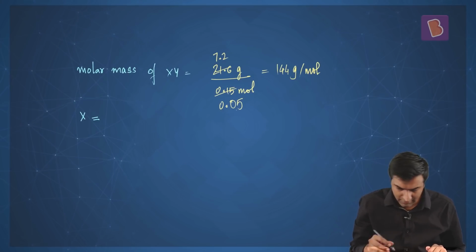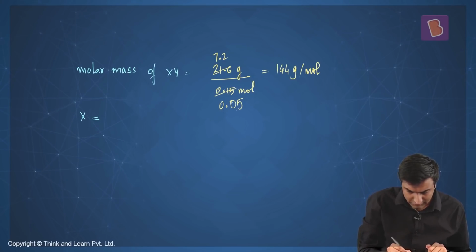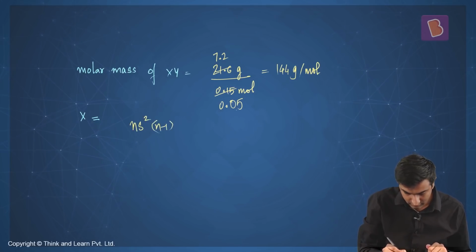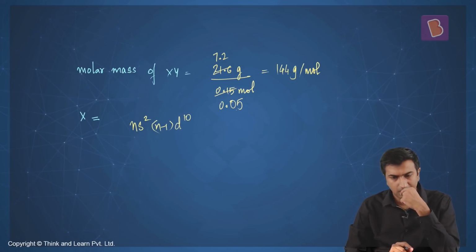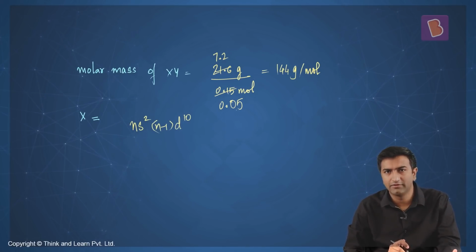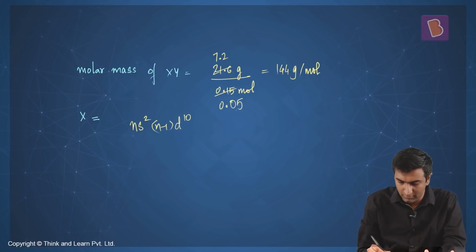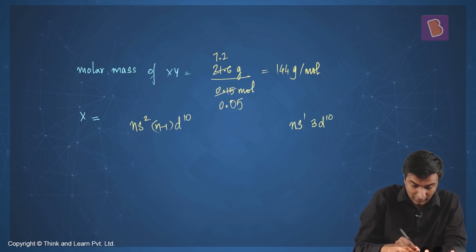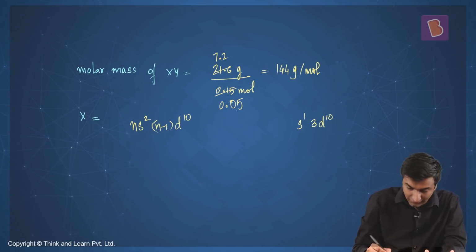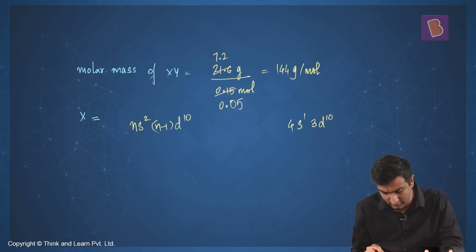X, what can X be? Well, okay, this is NS2, N minus 1, D, 10. Now, can copper have this? Copper would probably be NS1, 3D10. Okay, if I'm putting the number 3, might as well put what N here is, right? So this is 4S1, 3D10. That's copper.